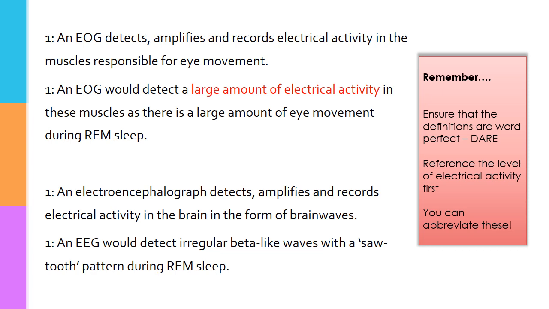So an EOG would detect a large amount of electrical activity because there is fast, jerky eye movement in REM sleep. So tell me what's going on with electrical activity and why that is. If we're looking at brainwaves, then I would identify and describe the brainwaves. So if a person is in REM, they're going to detect irregular beta-like waves with a sawtooth pattern.